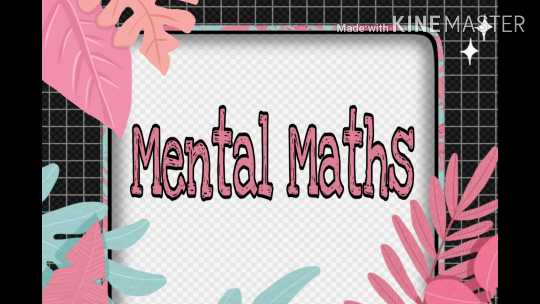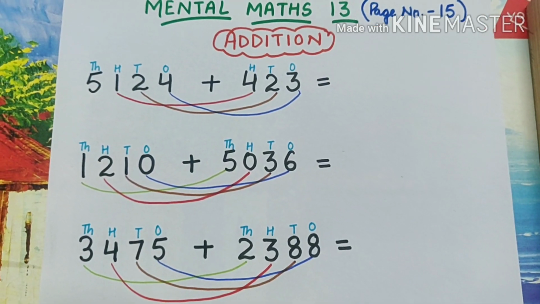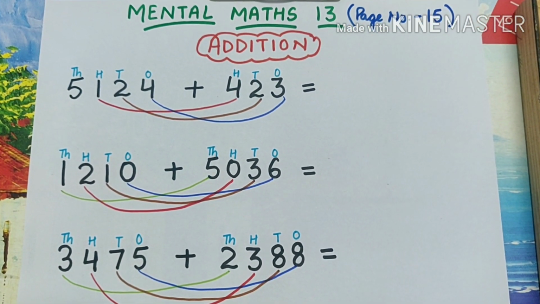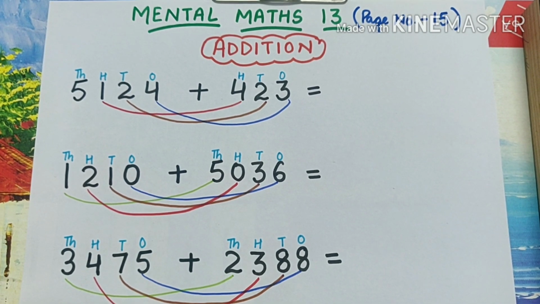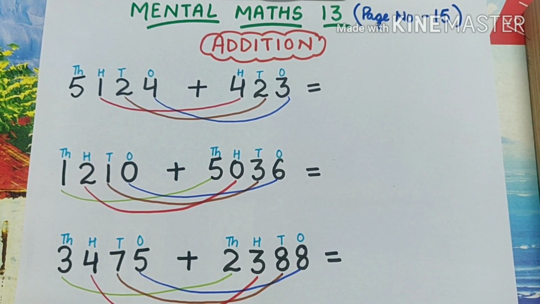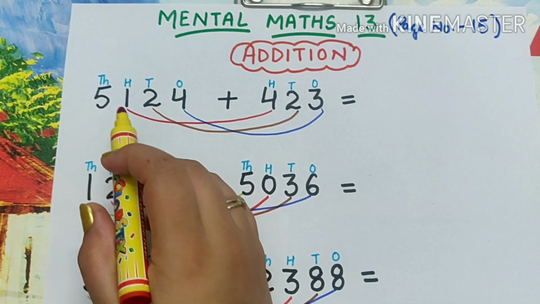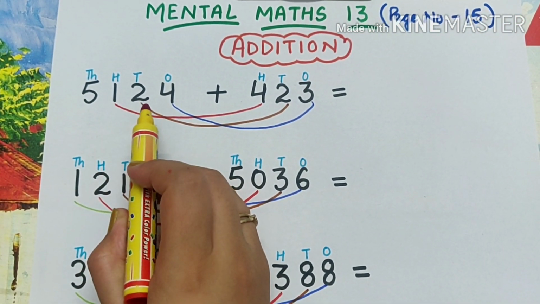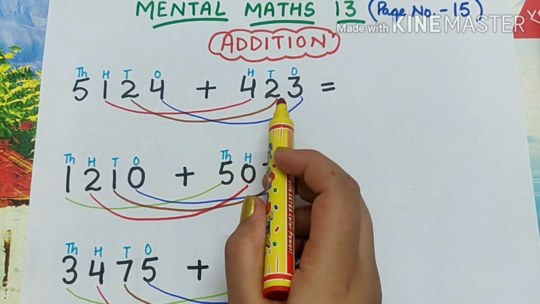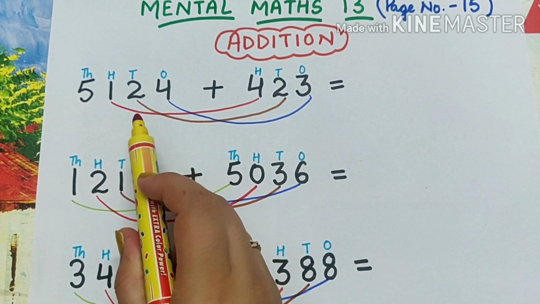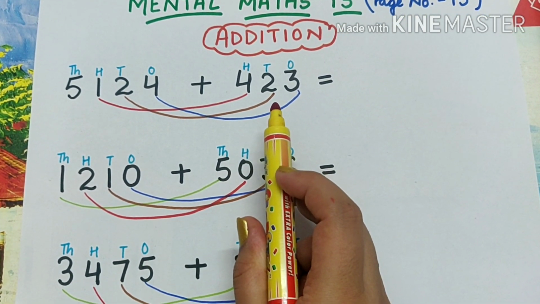Now let's get started. So children, in this we are going to do Mental Maths 13, that is on page number 15, and it's related to addition. In this you can see 5124 plus 423. It's a 4-digit number and it's a 3-digit number.